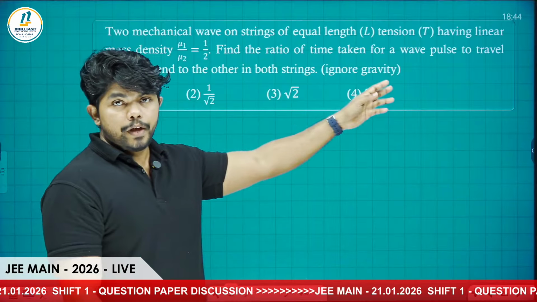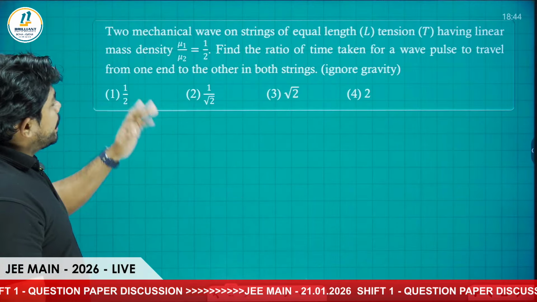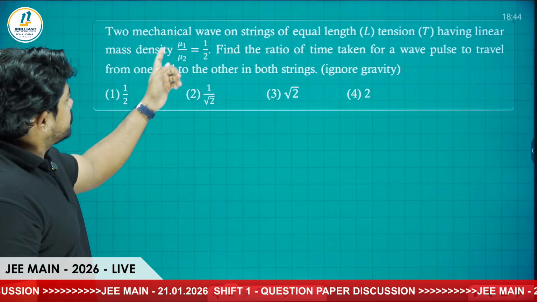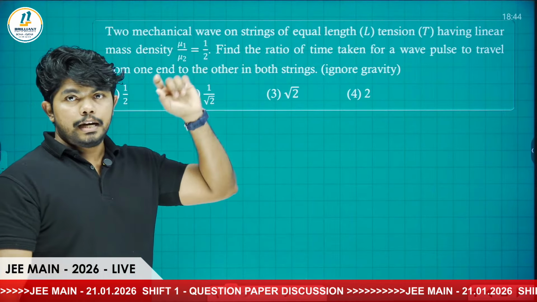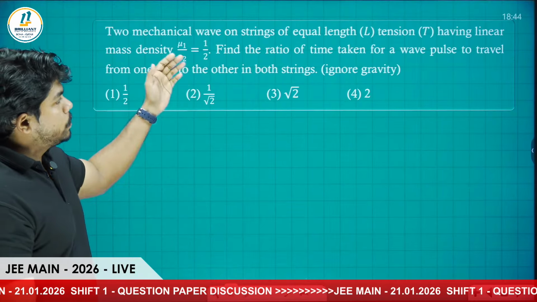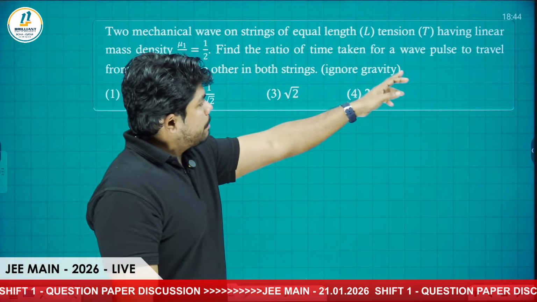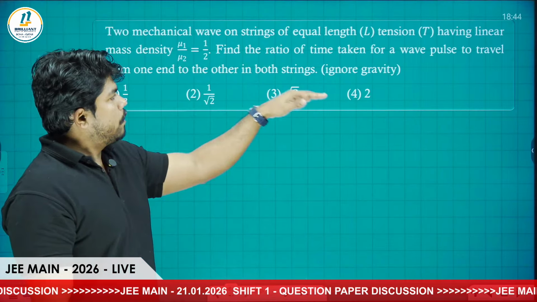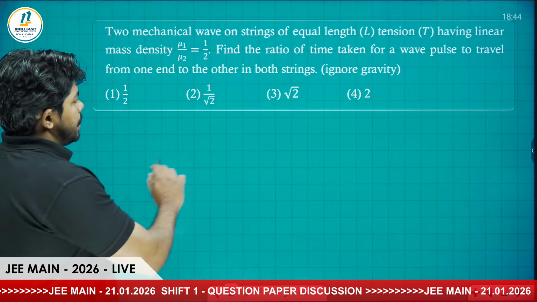This is something related to waves, right? Waves. Two mechanical waves on a string, equal length and tension, having linear mass density. So they have given the relation between the linear mass densities of the two wires. Find the ratio of time taken for the wave pulse to travel from one end to the other end of both the strings. Okay, ignore gravity, they are saying.